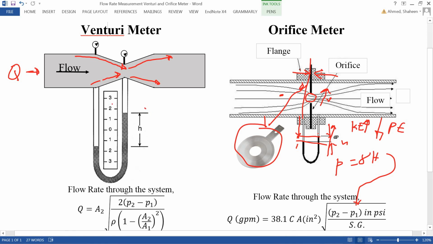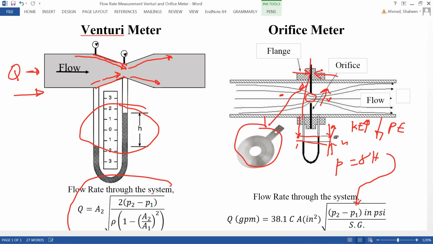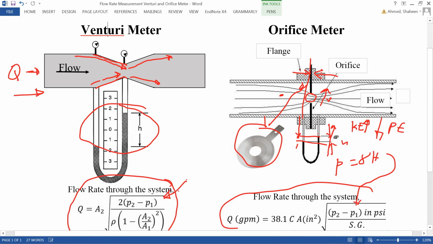So the amount of pressure difference depends on how restricted this flow is, and then we can correlate with some standard flow and tell how much flow is going. So you can see this equation is used for measuring flow in the Venturi meter. This is the equation; they're kind of similar, basically depending on the pressure difference. They measure the pressure difference and then convert it to flow.